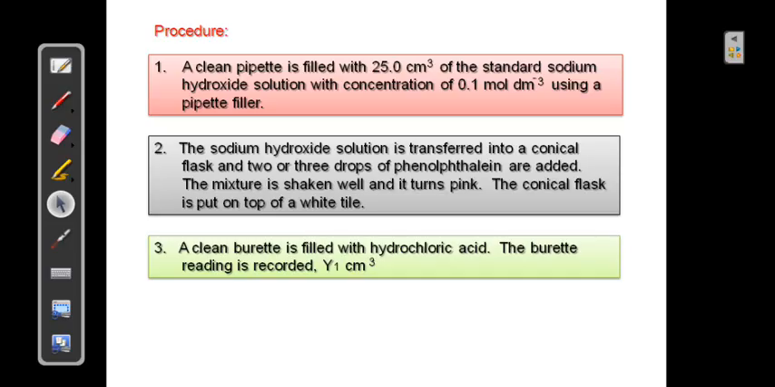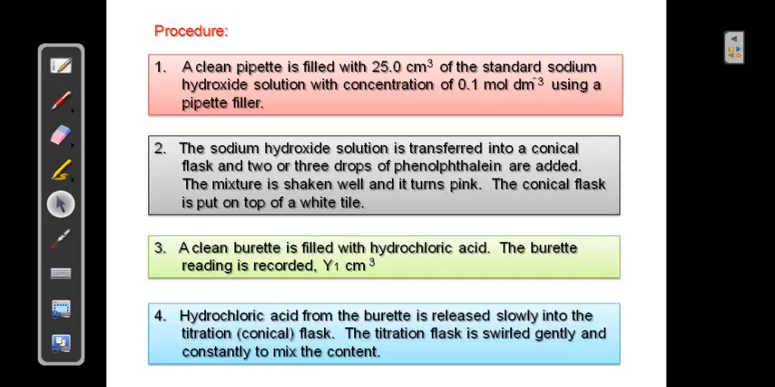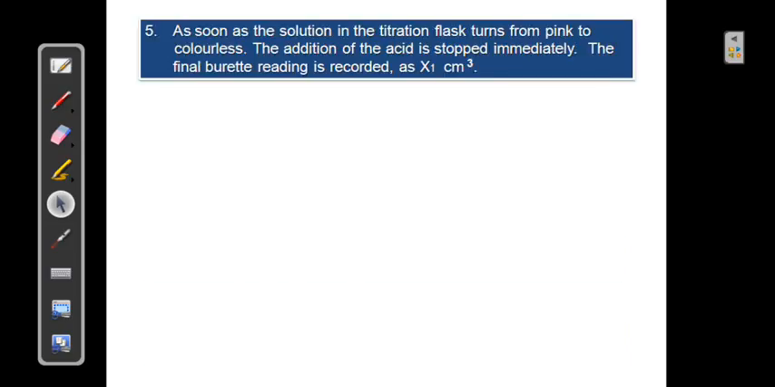Then hydrochloric acid from the burette is released slowly into the titration flask, or the conical flask, and the titration flask is swirled gently and constantly to mix the content. Just swirl them gently. Now, as soon as the solution in the titration flask turns from pink to colorless, the addition of the acid is stopped immediately. The final burette reading is recorded as X1 cubic centimeter.